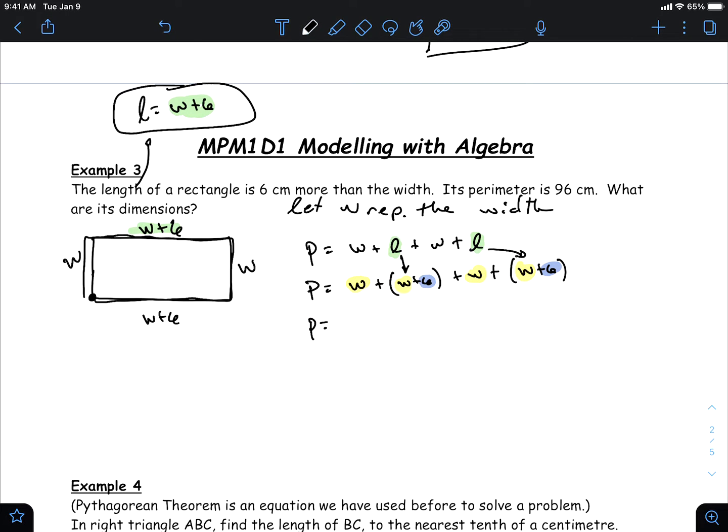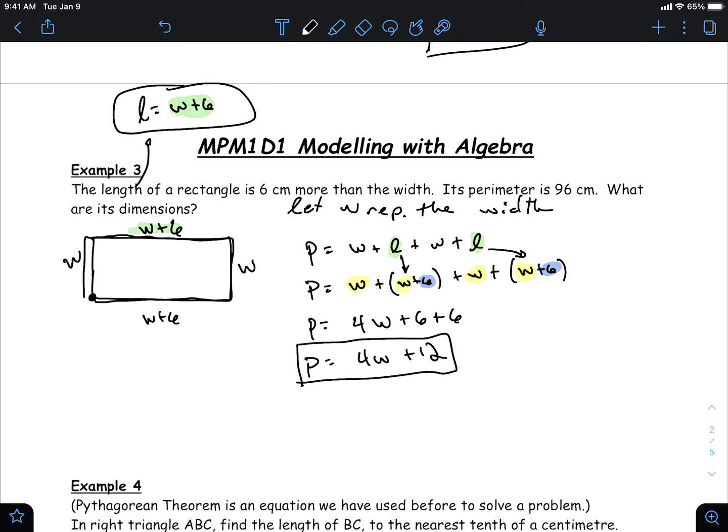So perimeter is still equal to, it looks like I have 1, 2, 3, 4 W's. When I add them all together, I get 4W. And then I have plus 6 plus 6. Does everybody agree? Those are the two blue, and we can combine those two 6s to be 12. 4W plus 12. Now, I'll ask that question again. Is there anything given to me in the question that I'm neglecting to use currently?